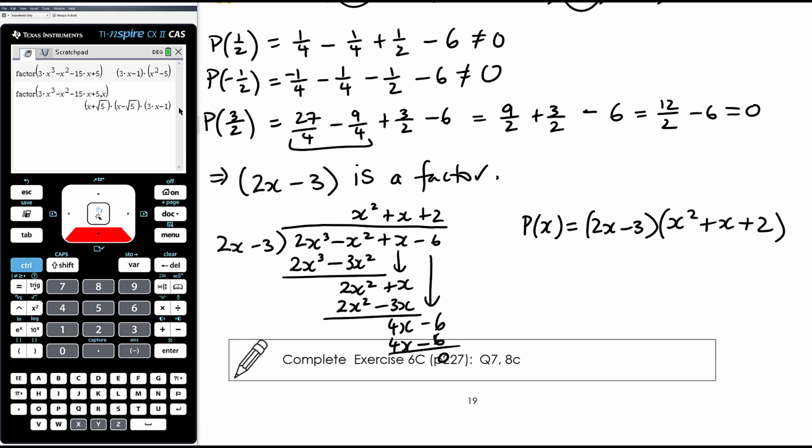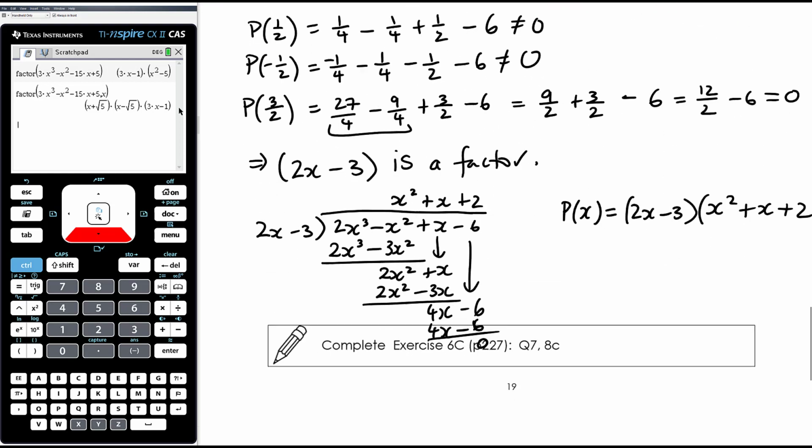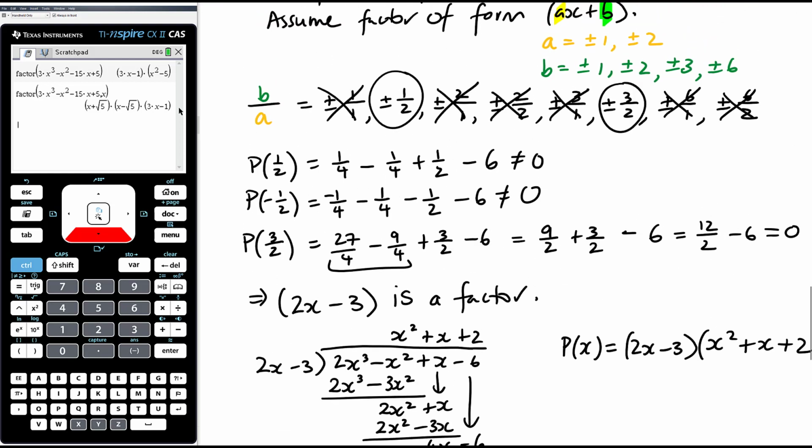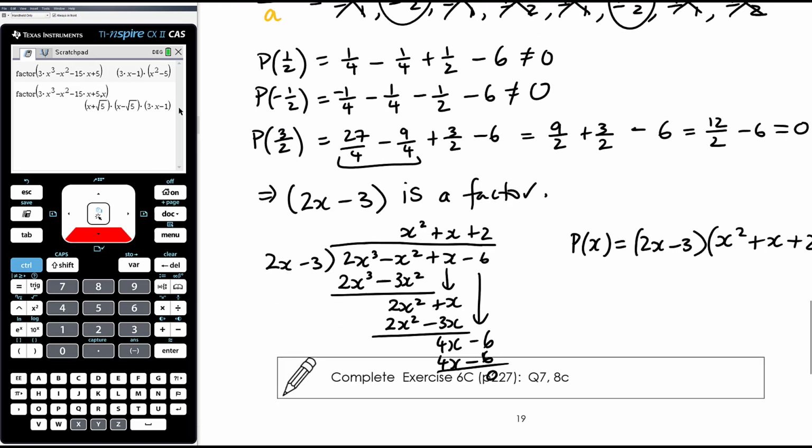Okay. Alright, so just a couple of questions there, questions 7 and 8C, for a little bit of rational root theorem practice. It also gives you some good practice of just good number work, subbing in fractions, and some good revision of your long division as well.